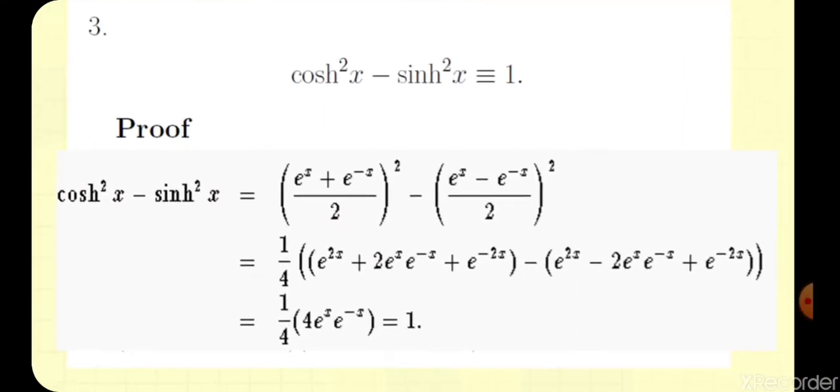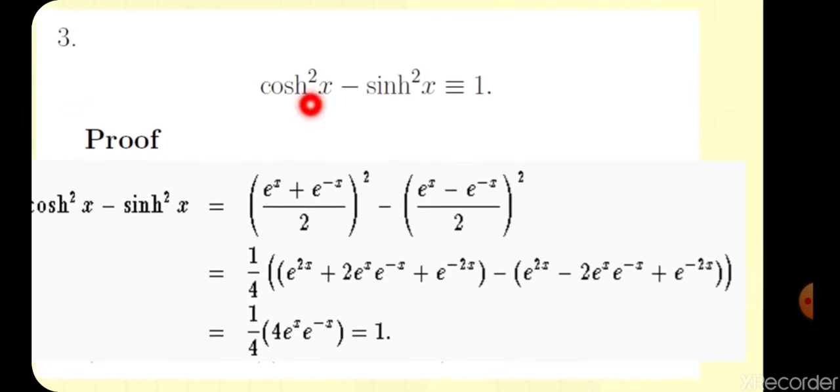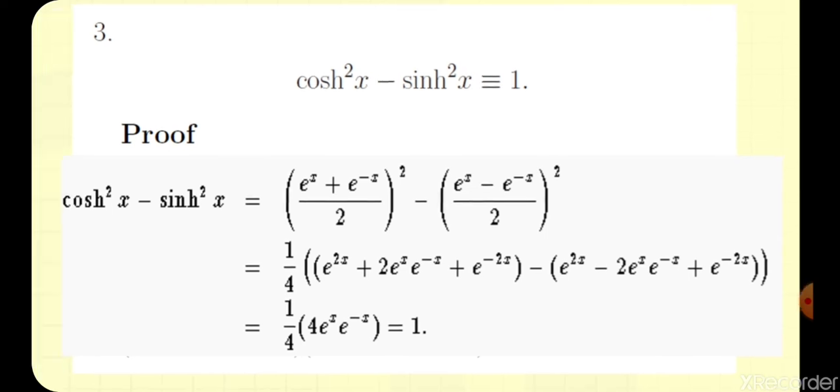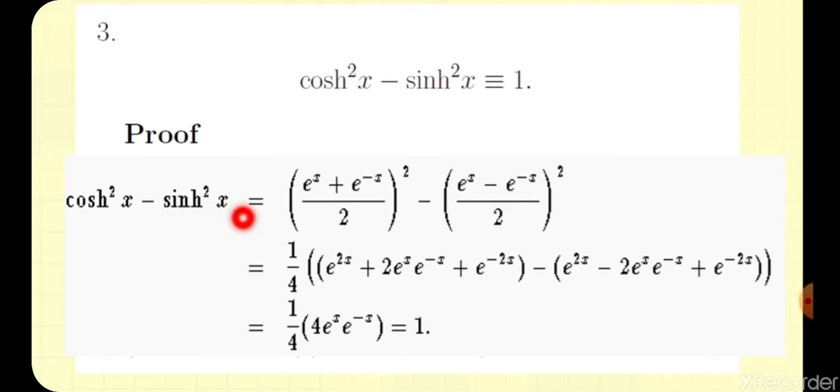To prove that cosine squared minus sine squared equals 1, you can take the left hand side and substitute the rule here, the cosine squared and the rule of sine squared. Evaluate the brackets and simplify. So we have 2 here and 2 here in the denominator. 2 squared equals 4. So as a common factor here we have 1 over 4.